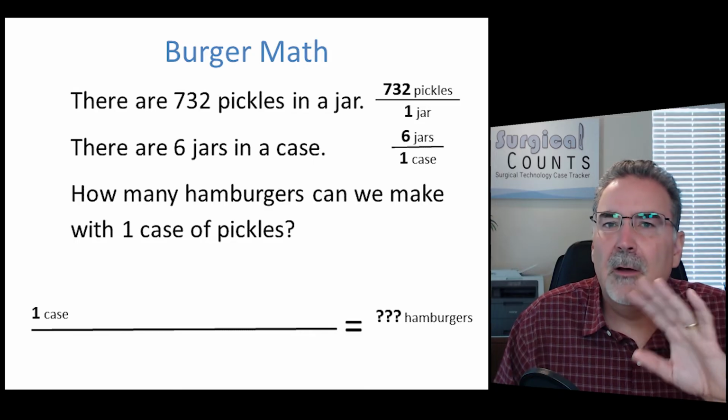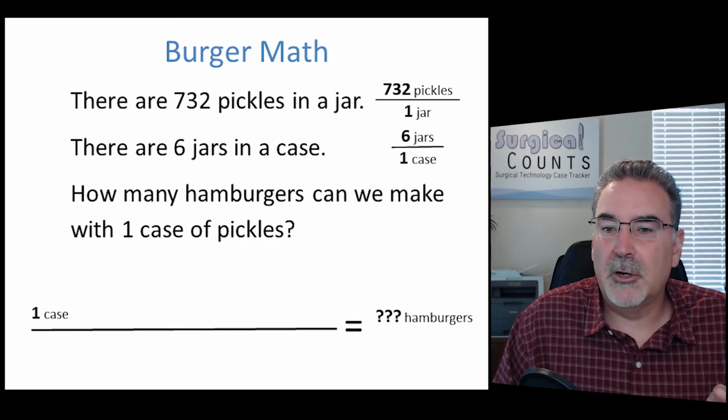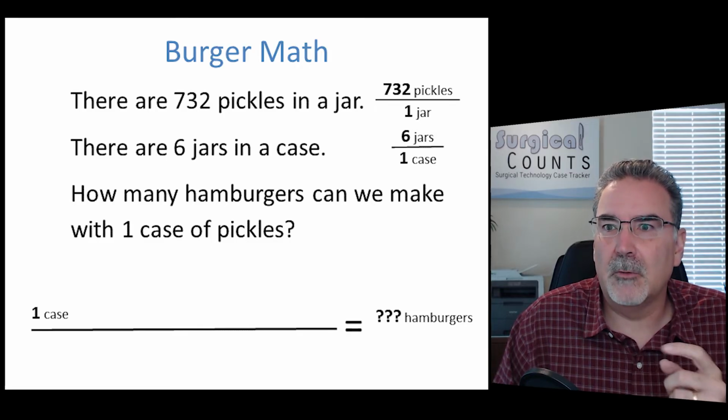Again, we could flip-flop it. We're just writing it one way to keep it handy for now. So let's go down to our equation and start plugging those in. So we're starting with 1 case. And case doesn't equal hamburger, so we want to cancel out case. So what are we going to use?